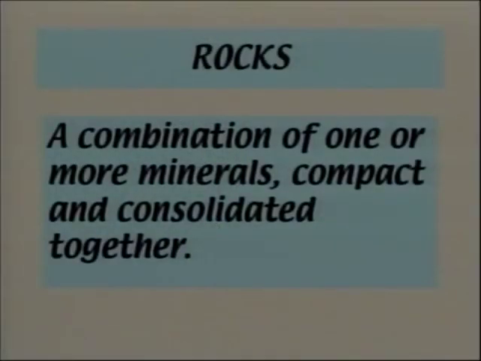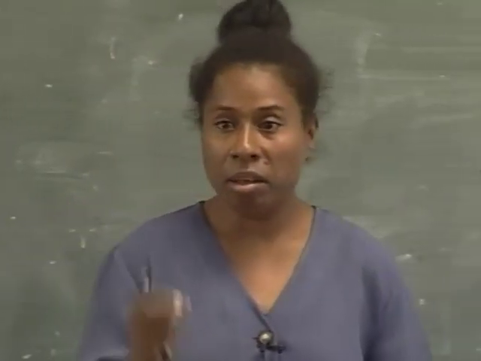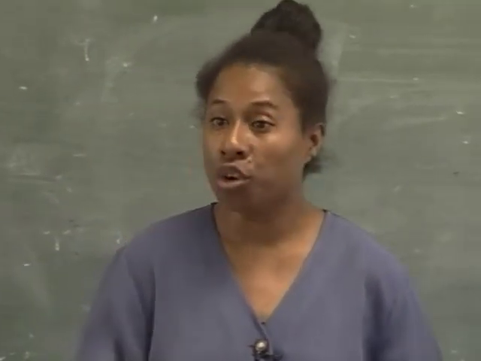Could we go back now to the definition that we covered on rocks? The definition we looked at the beginning told us that rocks are a combination of one or more minerals compact and consolidated together. So if granite is a rock and basalt is a rock, obviously they would have had minerals in them, compact and consolidated together to form those rocks.